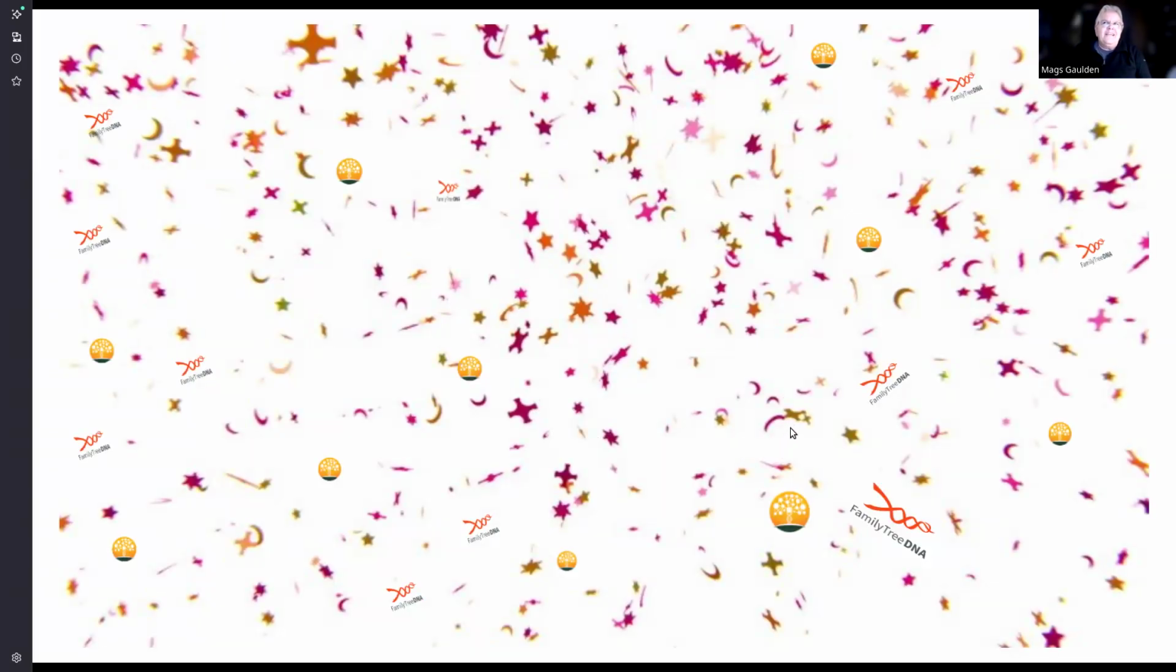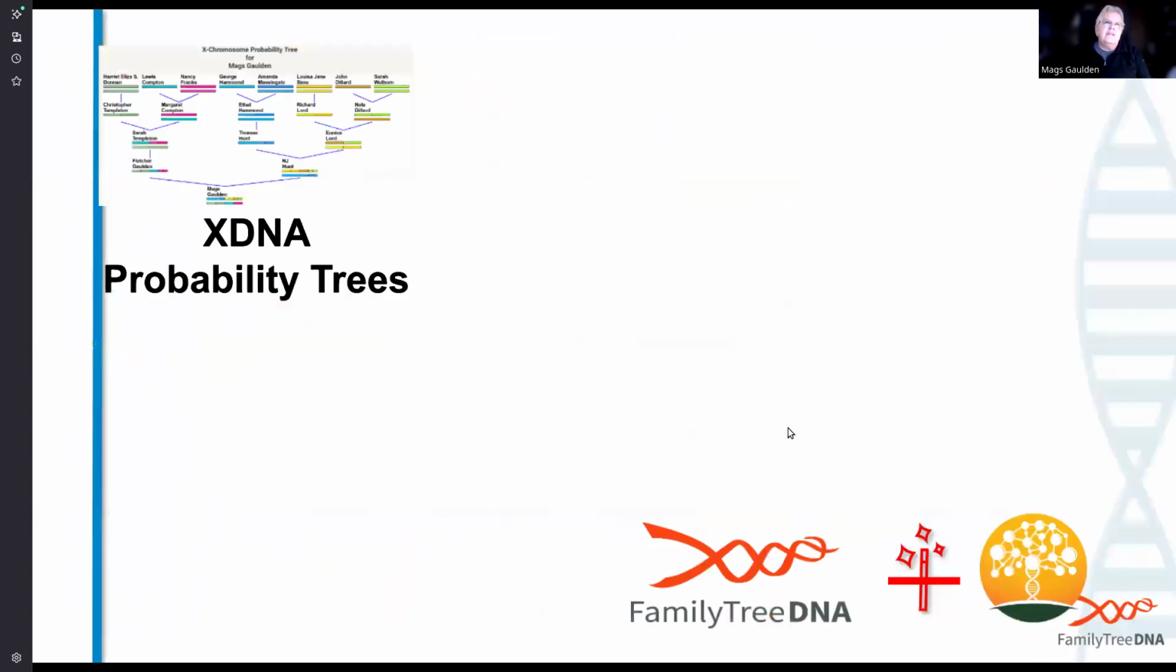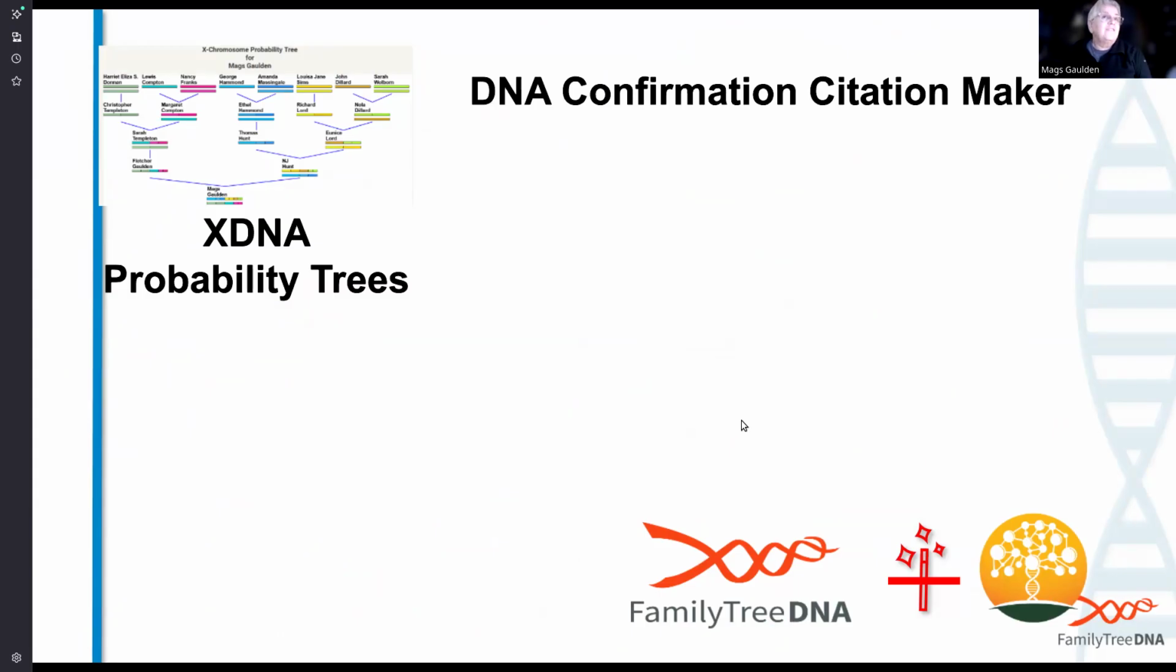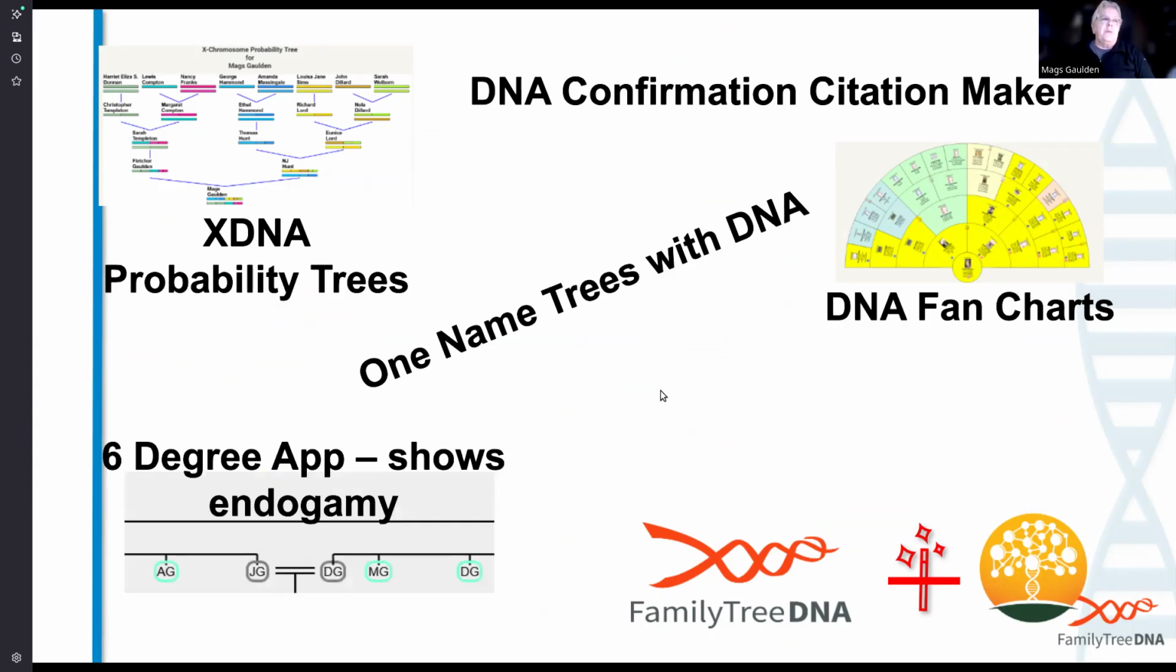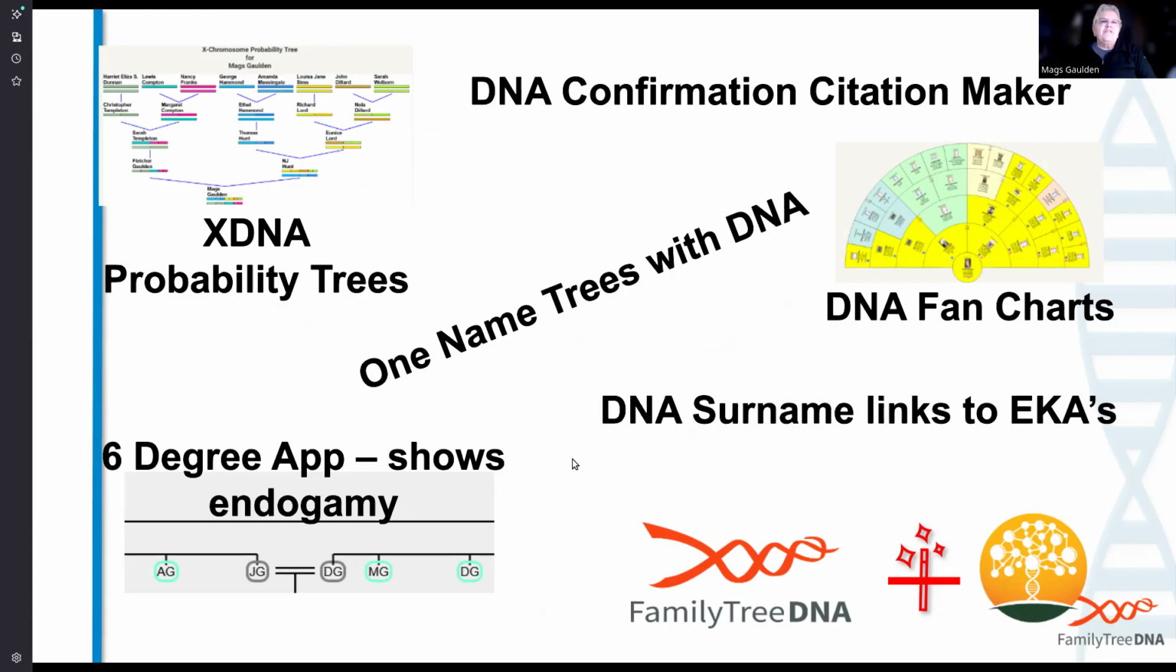We don't have enough time to get into all of the magic of this collaboration, like xDNA probability trees, DNA confirmation citation maker. I don't know how many of you sit down and write down DNA confirmation citations, but there's an app for that on WikiTree. DNA fan charts to show you how people have inherited different patterns of DNA. One named trees with DNA, the 6 Degree app that actually shows endogamous relationships within a family line, and DNA surname links to EKAs, to earliest known ancestor.